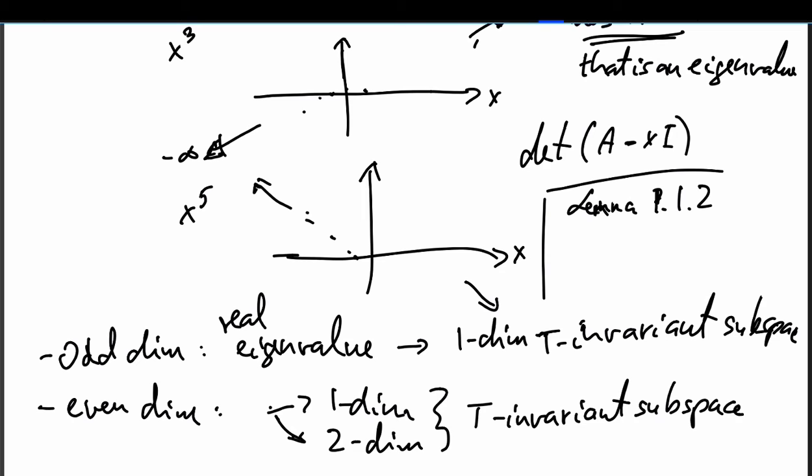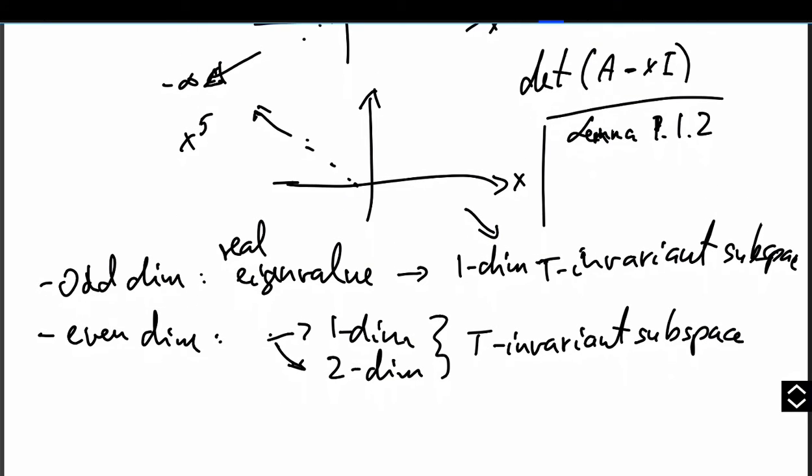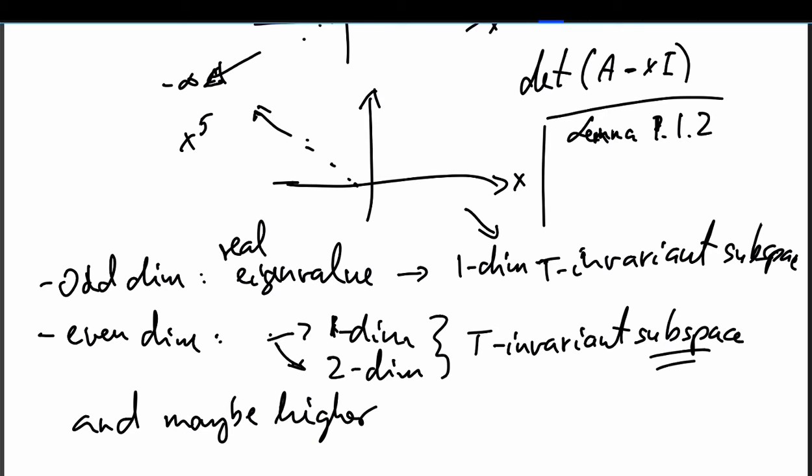This is not all that we have. Of course, we can have higher dimensional T invariant subspaces, but at least these one- and two-dimensional subspaces are guaranteed. This is the last theorem in this section, and with this, we finish this chapter.